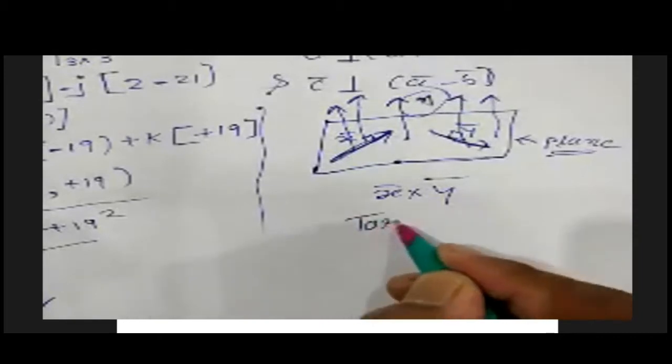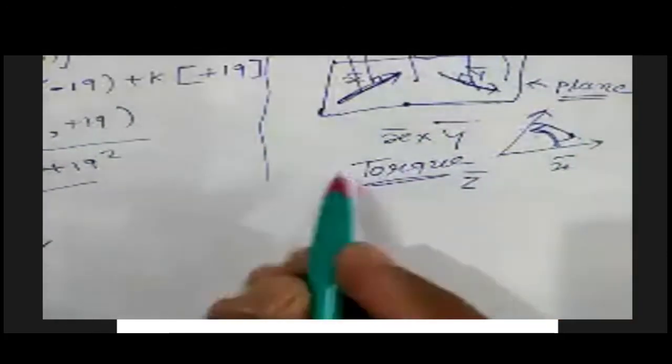In physics, if you know the concept of finding torque, then it is easy for you. Suppose x bar is in this direction and y bar is in this direction; if you move from x to y according to the screw rule, it is the upward side.